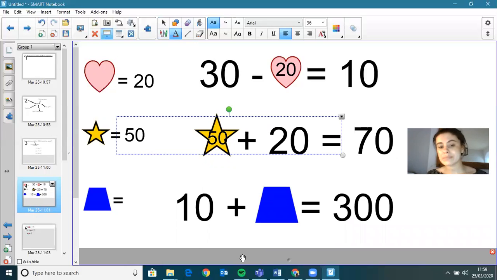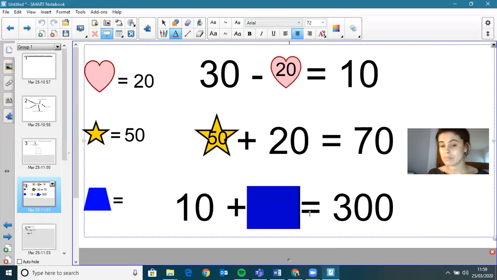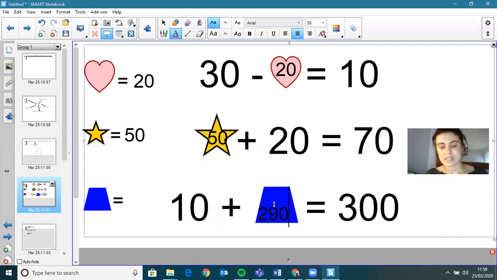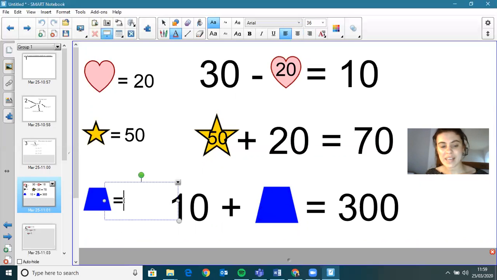Having a look at this one. So 10 plus trapezium equals 300. Well, we can do the inverse again. We can take it away. 300 take away 10 equals, what does it equal? 290. There you go, 290. So therefore, when we're clicking over here, the trapezium equals 290. And then that equation works.